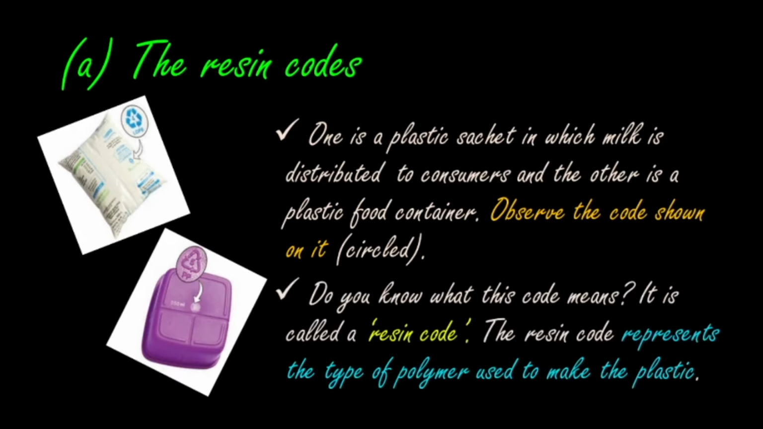Do you know what a polymer is? Any idea? It is a long chain compound made up of many monomers. Many monomers are joined together to form a single compound, which is known as a polymer. For plastic, different types of polymers are used. These different types of polymers are marked with the help of a code called a resin code. So each and every plastic item has a number, and that number is used to find out which polymer is used. This is known as a resin code.